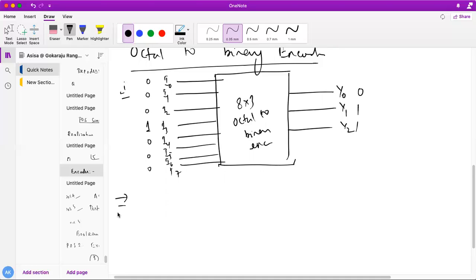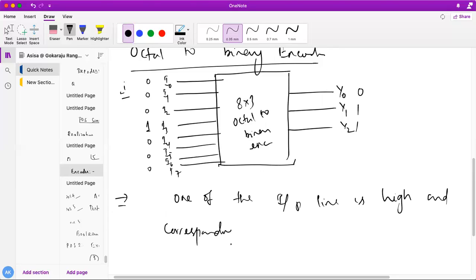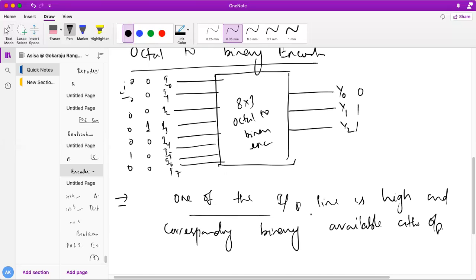In a normal encoder, one of the input lines is high, and the corresponding binary code is available at the output. So you see here, if I5 is 1, obviously the other bits are 0. As we said, one of the input lines, I5, is 1 and the other bits are all 0. So what we expect here is 1, 0, 1. This way it converts the octal numbers into binary numbers.